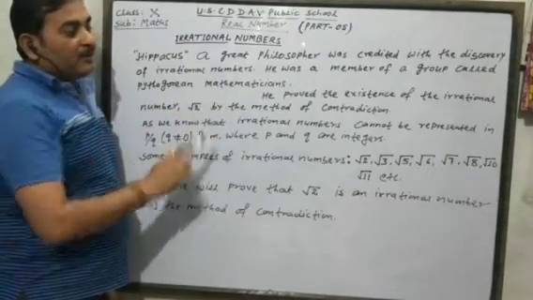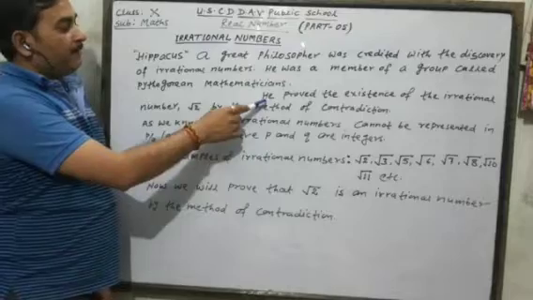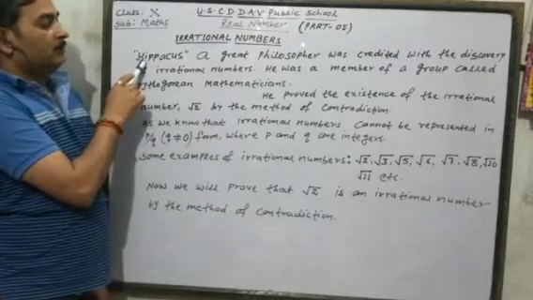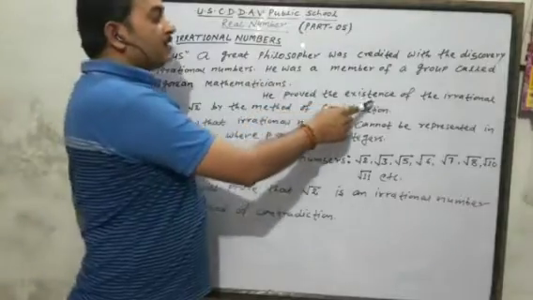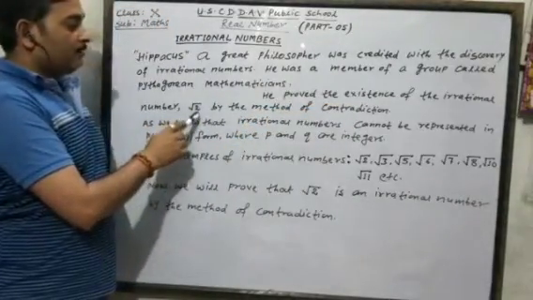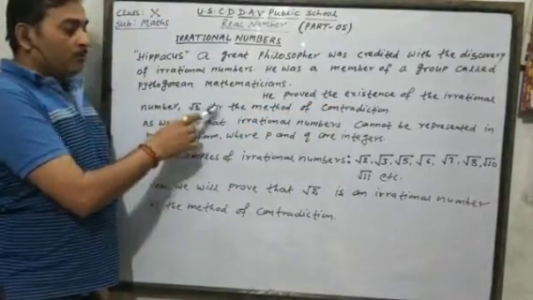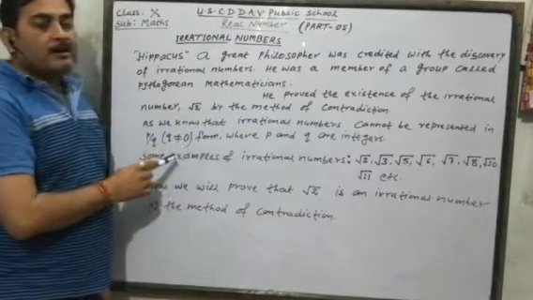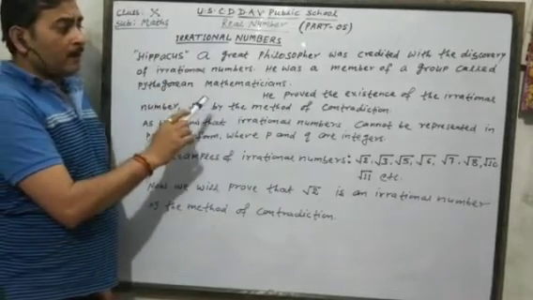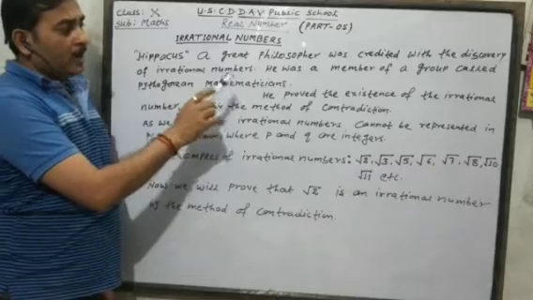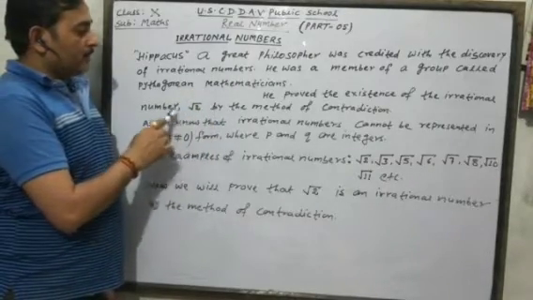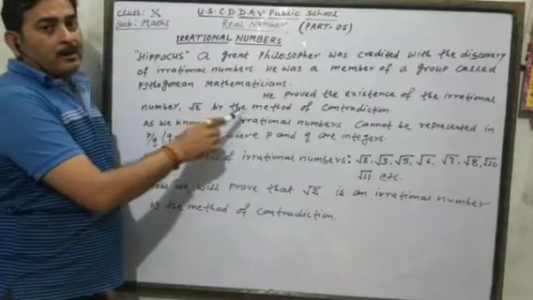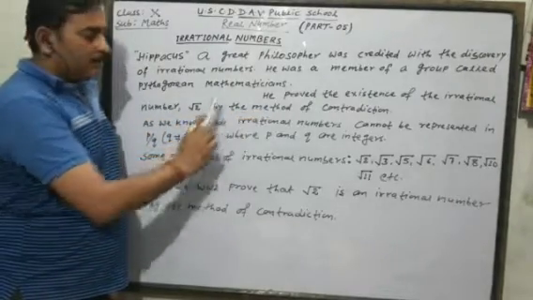He proved the existence of the irrational number √2 by the method of contradiction. He was the person who had proved that √2 is an irrational number by the method of contradiction.